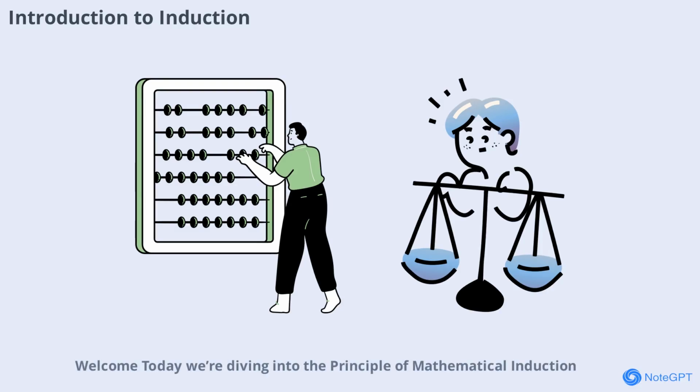Welcome. Today we're diving into the principle of mathematical induction, a powerful tool in mathematics. This principle allows us to prove statements about all natural numbers, even when direct verification seems impossible. Think of it as a domino effect. If you can knock over the first domino and ensure each one knocks over the next, all will fall.